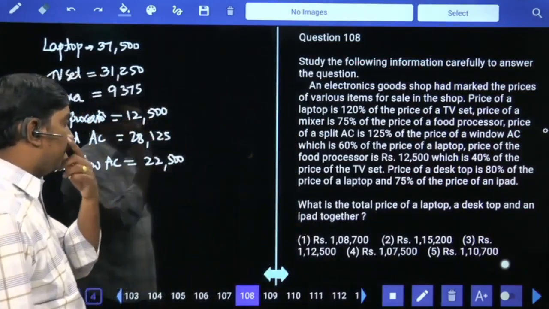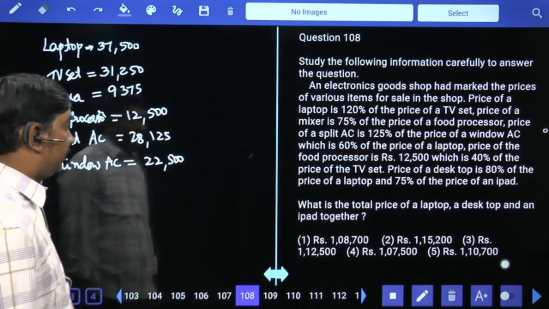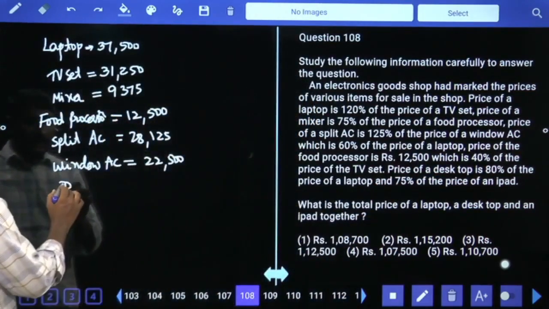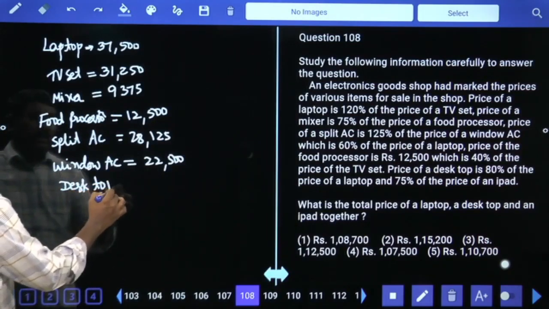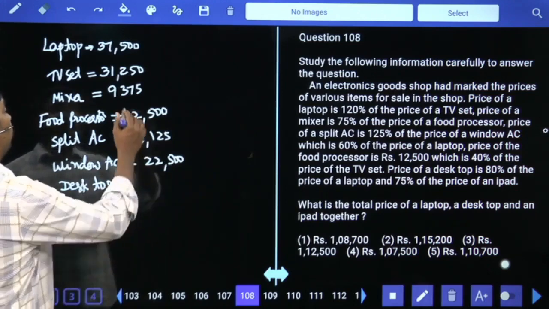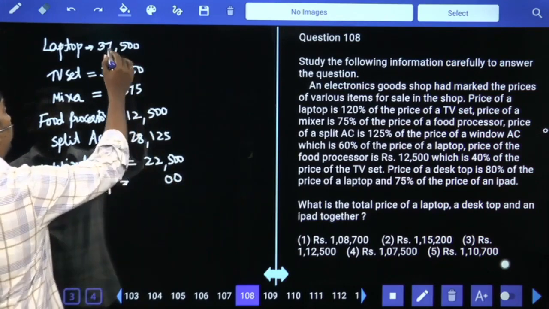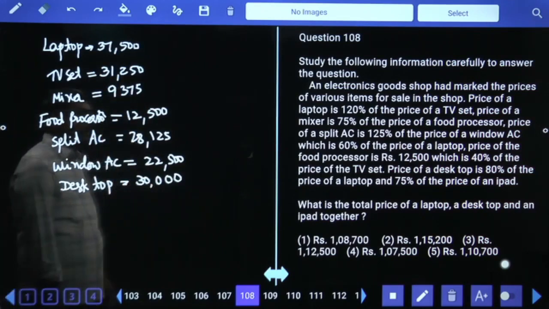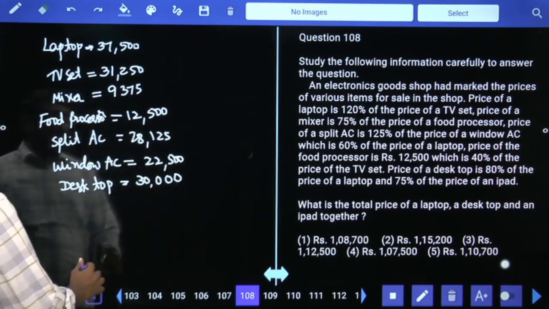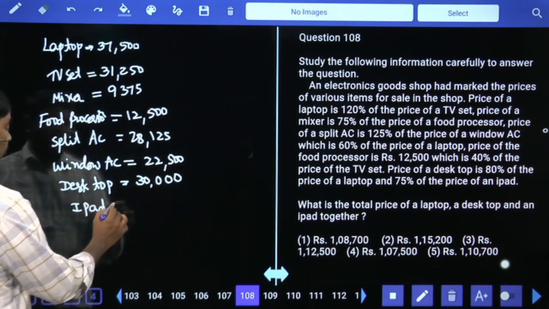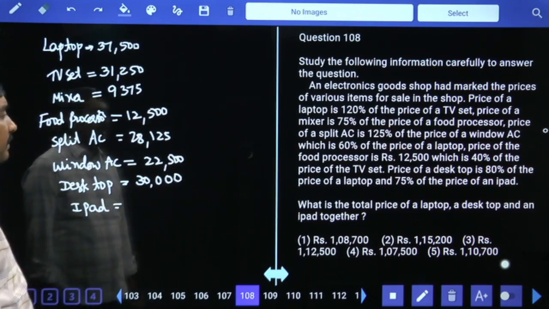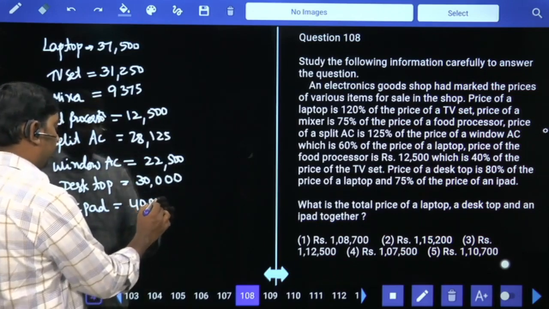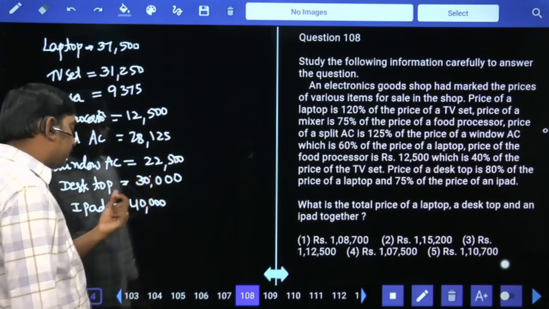What is the total price of a laptop, desktop and an iPad together? The iPad price is still missing. The price of a desktop is 80% of the price of a laptop, so we need some more data. Desktop is 80% of the laptop, which is 30,000. And it is 75% of the price of an iPad. So if 30,000 is 75%, then 100%, the iPad, is 40,000.